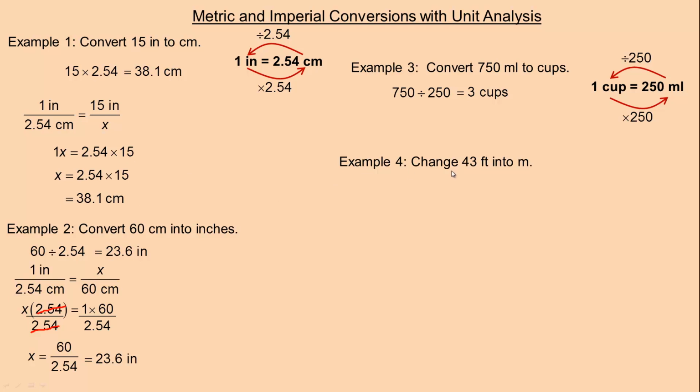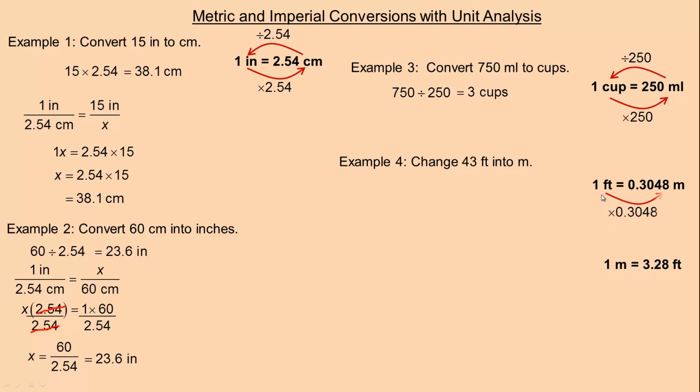So example number 4, change 43 feet into meters. We need again to know the connection between feet and meters. There are 2 common ways to write it, and I'm going to show you how they really are the same thing. You can write what 1 foot is in meters: 1 foot is 0.3048 meters. Or you can write what 1 meter is in feet: 1 meter is 3.28 feet. Those actually mean the same thing, and I'll show you why in a moment.